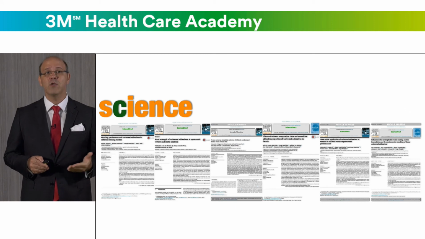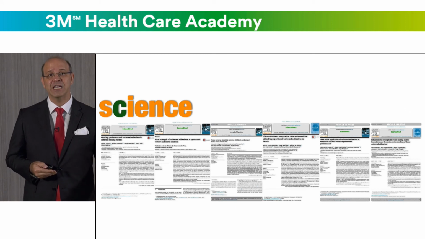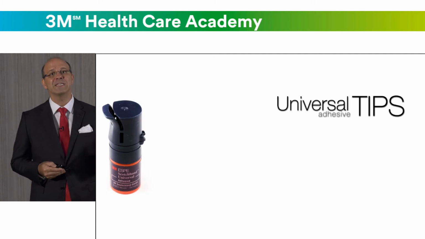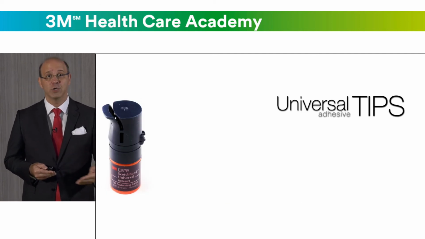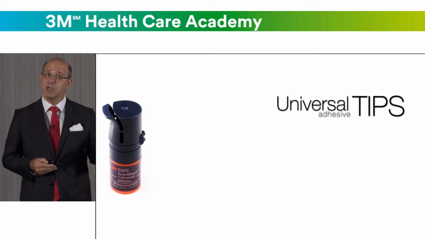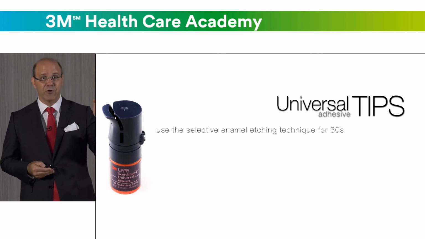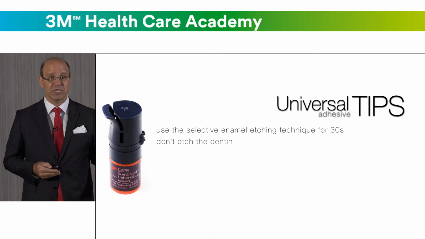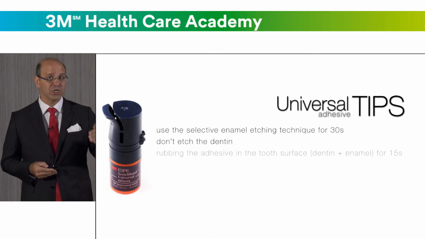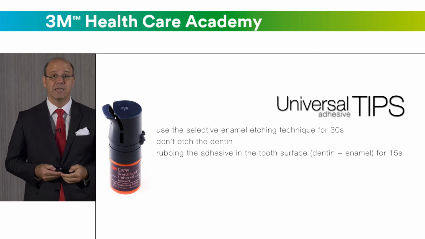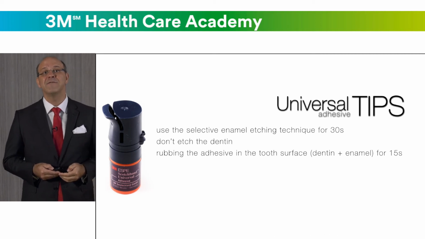But when we use self-etch adhesives or universal adhesives, based on the science, the in vitro and clinical studies, what is the best way to apply this kind of adhesive on our tooth? If possible, you should use the selective enamel etch technique. That means etch the enamel for 20 to 30 seconds, and don't etch the dentin. Then we wash and dry a little bit, and rub the adhesive well over the whole surface you will apply it to, especially on the dentin. For how long? 10 to 15 seconds.